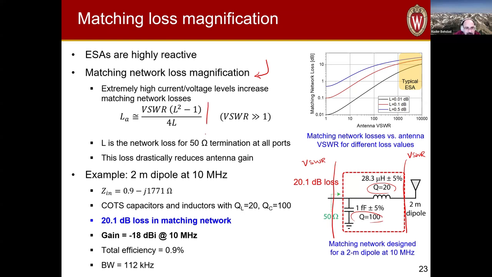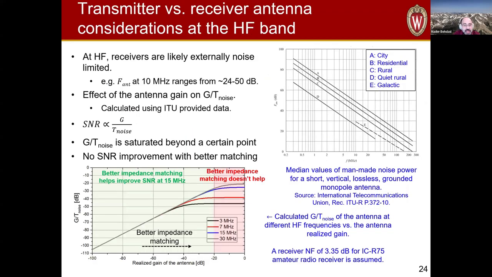And so there's a formula that you can use for calculating the effective loss of your network. The moral of the story is that the smaller the antenna gets, the more power you lose in your impedance matching network when you use realistic impedance matching networks that have losses with them.